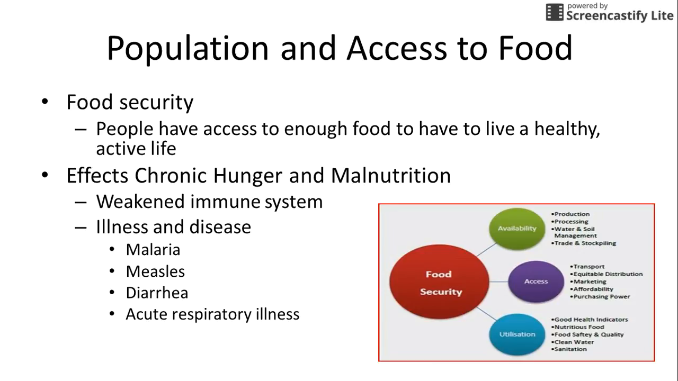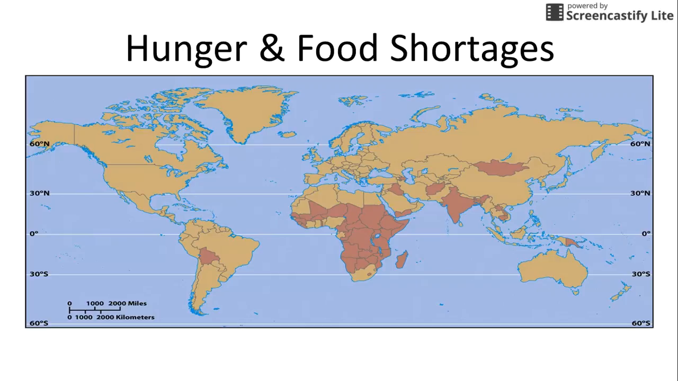and active life. And so if they don't have that access, then it leads to chronic hunger and malnutrition, which leads to a weakened immune system and ultimately illness and disease. So, having a healthy diet is very important, and you can't have that healthy diet without it actually being available to you.